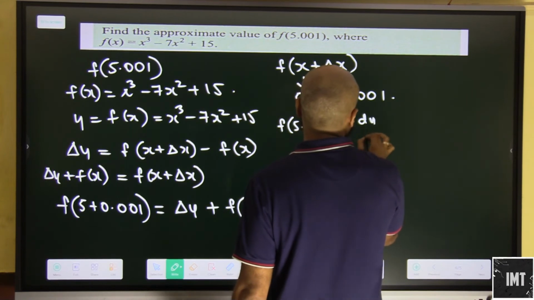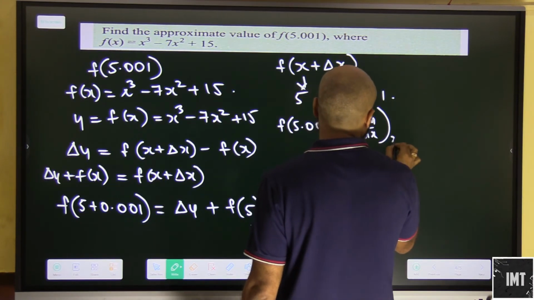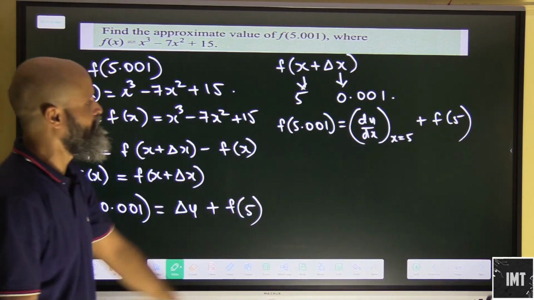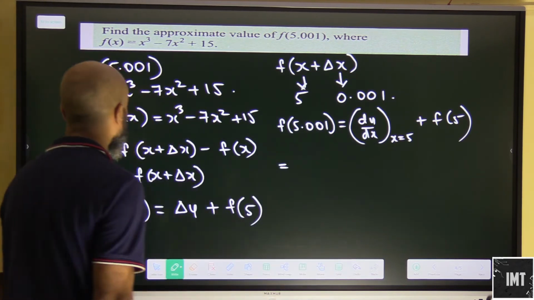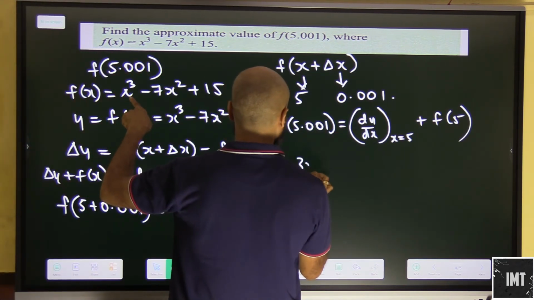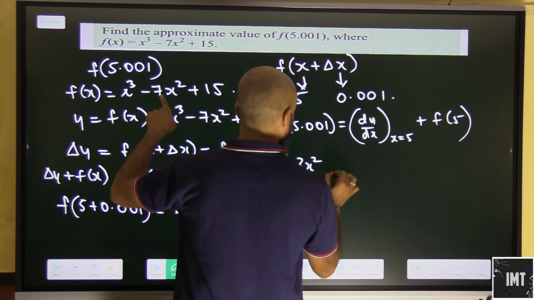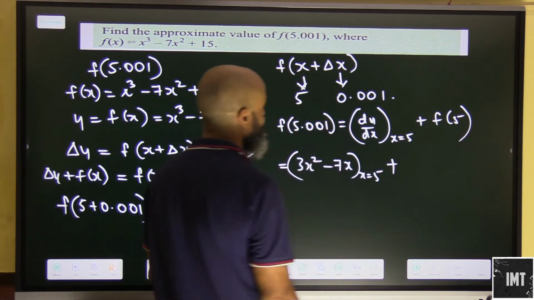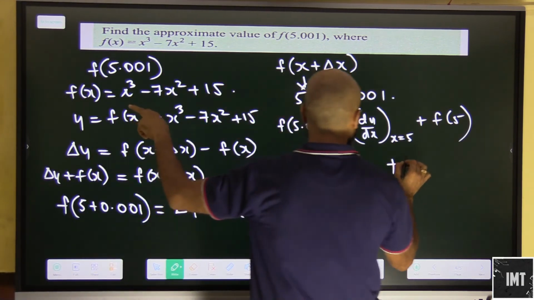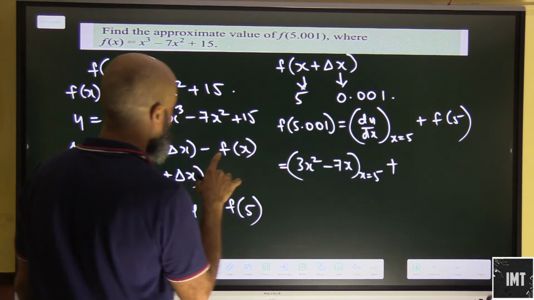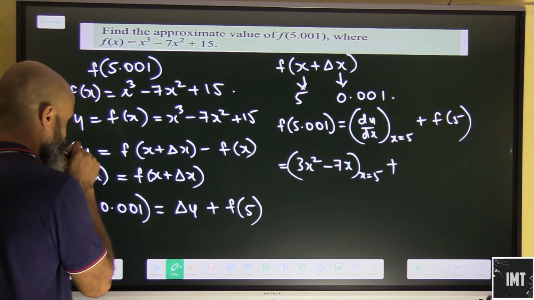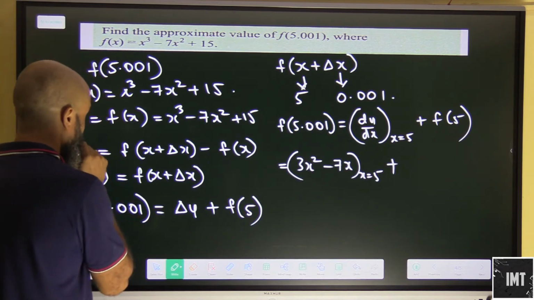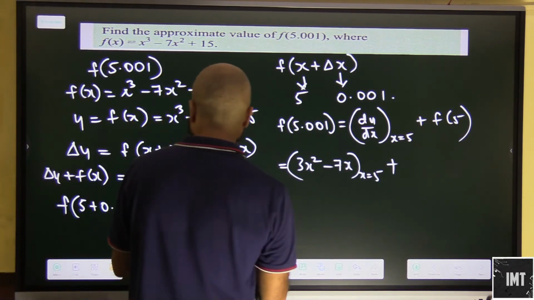Delta y will be equal to dy by dx at x is equal to 5 plus f of 5. So dy by dx at x is equal to 5 will be how much? This will be 3x square minus 7x at x is equal to 5, plus f of 5. F of 5 will be how much? Delta y by delta x plus f of 5. Oh, I'm so sorry.